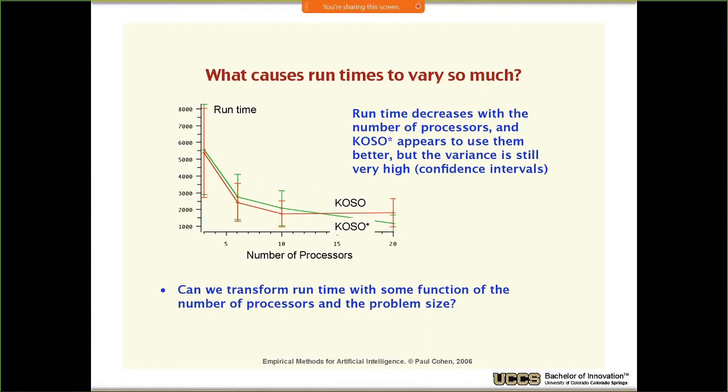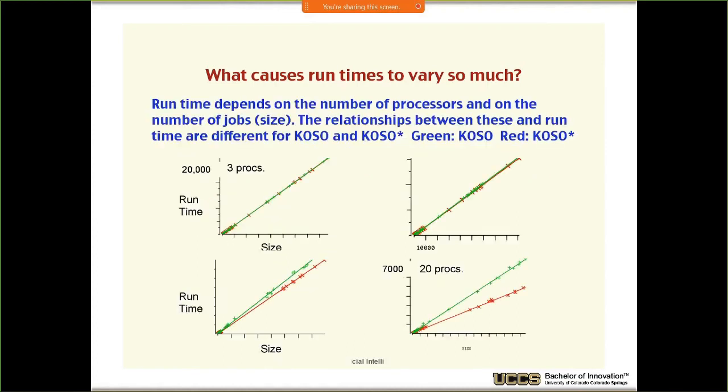So how might I transform things? Any ideas? We'll go back to this one. Any ideas from this? I want to transform stuff so I see less variation as I vary the number of processors. So does anything strike you about these plots?